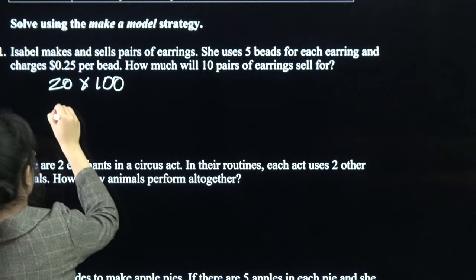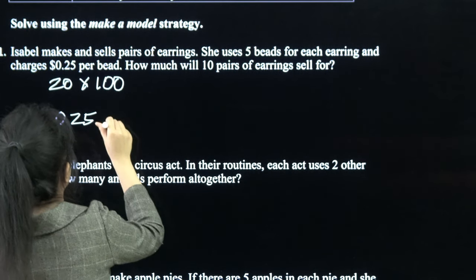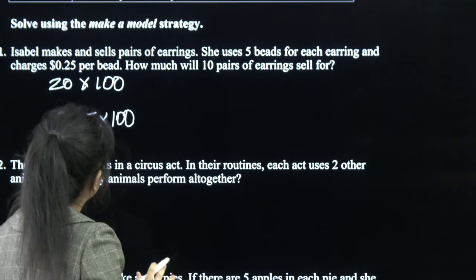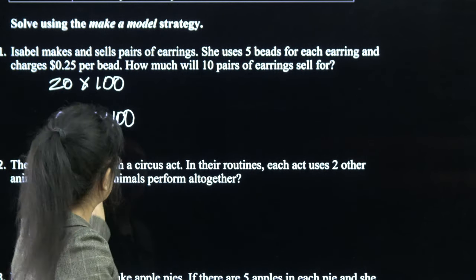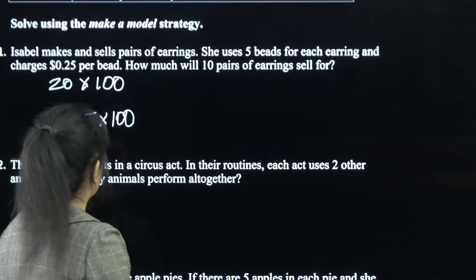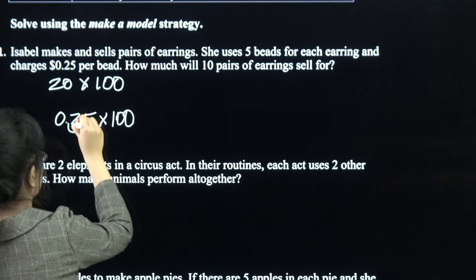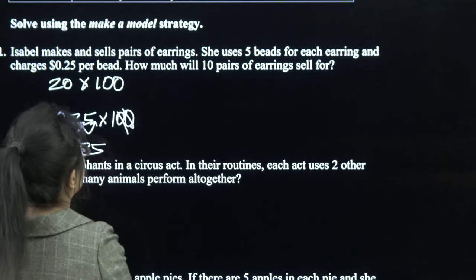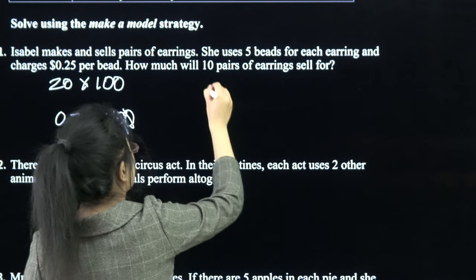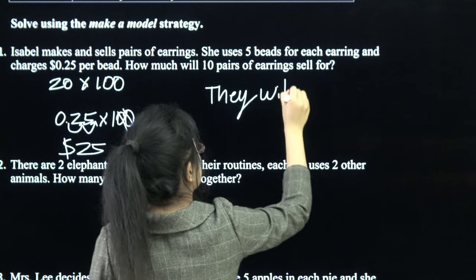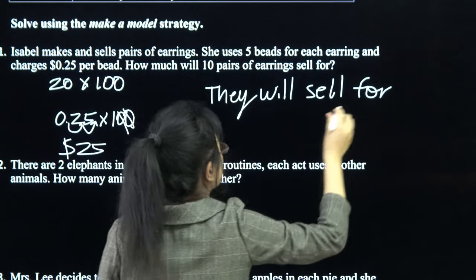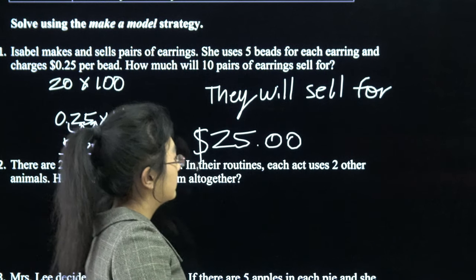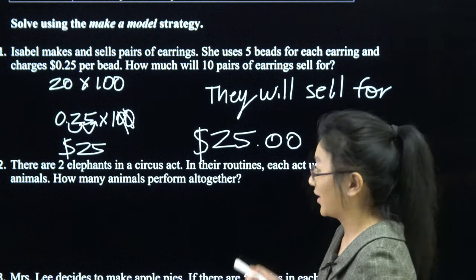And since she charges $0.25 for each bead, then 0.25 times 100. Okay, you know how when you multiply anything by 100 or 10 or something with a bunch of zeros, you add that many zeros? It's kind of like that for decimals, except you push the decimal point back instead. So since there's 2 zeros, you push it back twice, that'd be 25. So 10 pairs of earrings will sell for $25. Well, 25.00. Because it's just 25, not 25.01.